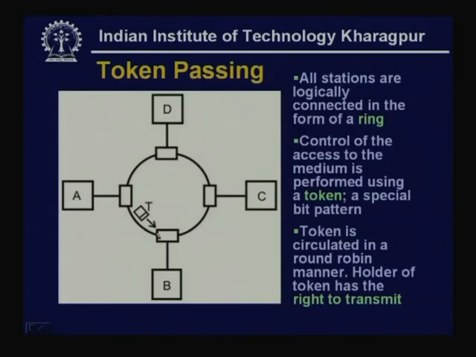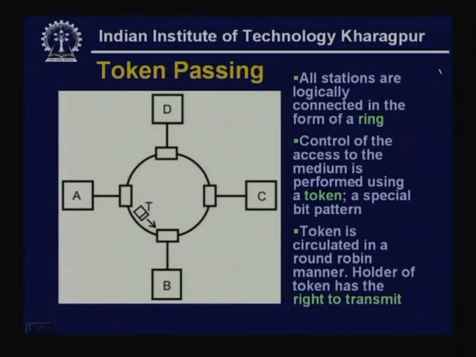Now, we shall discuss the second approach used for the round robin technique, that is known as token passing. In a token passing approach, all stations are logically connected in the form of a ring. You note down this particular term, logically. Here we have shown the stations are not only logically, but physically connected in the form of a ring. For example, this particular station A is connected to its neighbors D and B, D is connected to A and C, and C is connected to D and B.